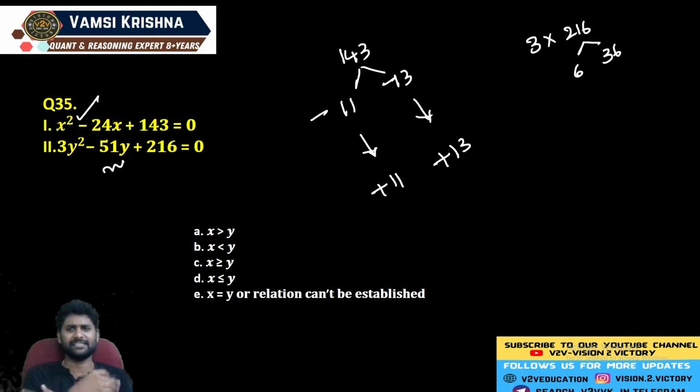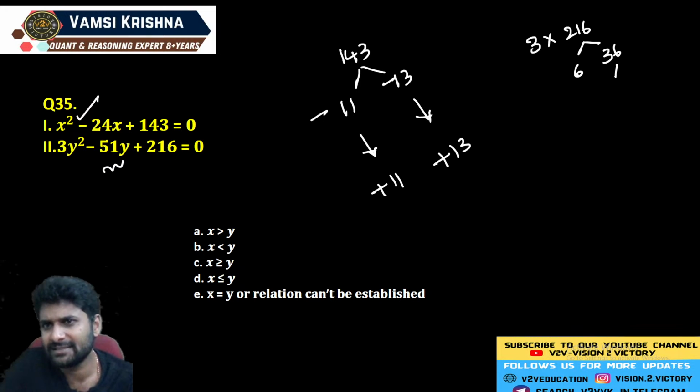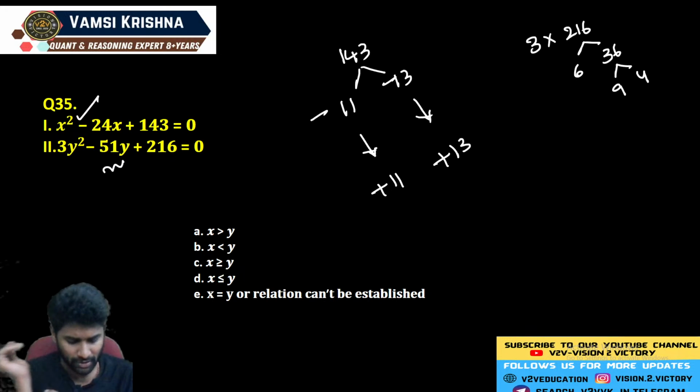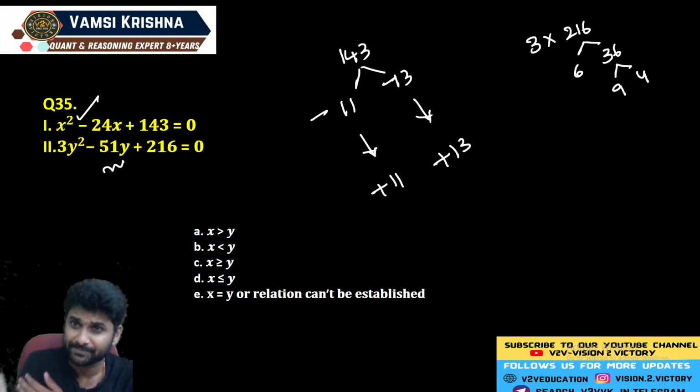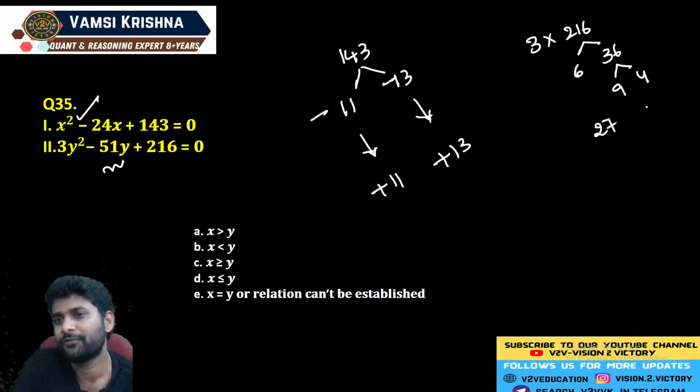Try to split 36 again. So split the 36 again. It's 9 into 4. By using these four numbers, convert it into product of two factors. What is the possibility? See, it's a value of 27, and 9 threes are 27 and 6 fours are 24. We need negative 51, means both are negative symbols. Final factors is plus 27 and plus 24.